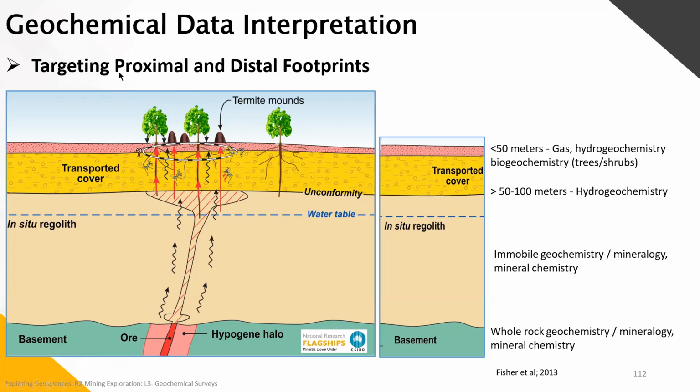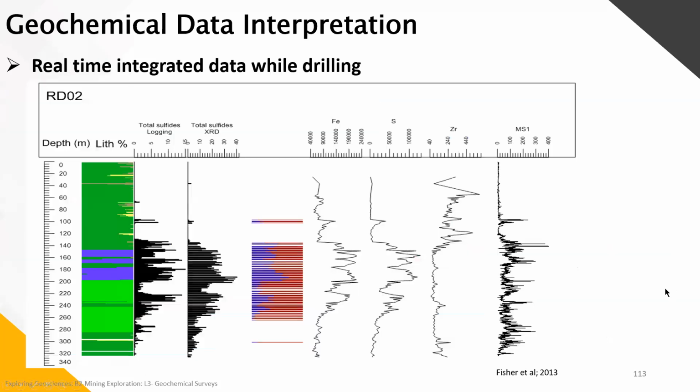So again, the targeting of the proximal and distal footprints will lead us to know exactly where we are and if we are proximal or distal from our ore. With real-time integrated data while drilling, the geochemistry is also used, using instruments called XRF. XRF is like a simple gun that is pinpointing systematically within our rocks and leads out already, in a fast way, fast but less precise than an analysis, horizons that are richer in some of the elements we are looking for.